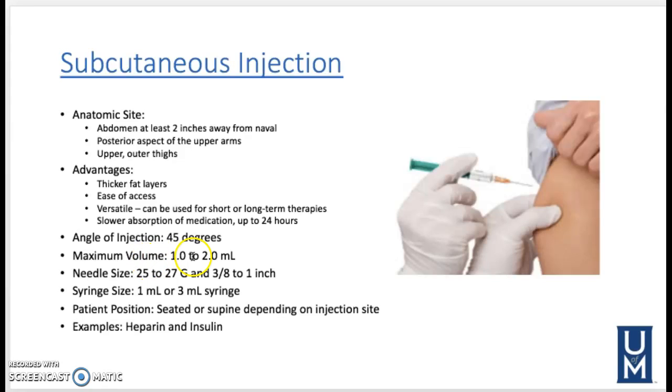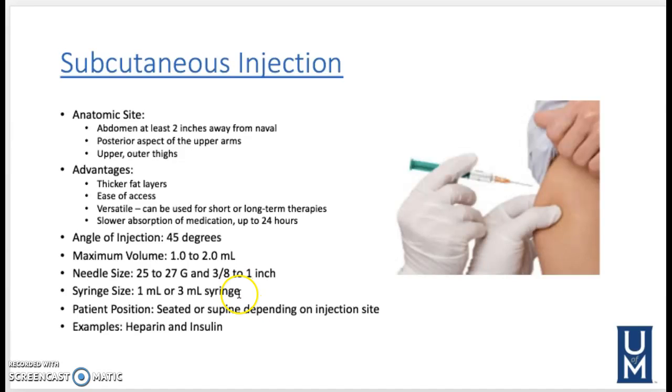The maximum volume is going to be 1 to 2 milliliters. Needle size, 25 to 27, a little bit smaller needle. 3/8 to 1 inch. So again, not too long because we're just going to that subcutaneous level. The syringe size is going to be about 1 mil to 3 mils because our max is going to be 2 mils. And then the patient positions, they're going to be seated or supine.